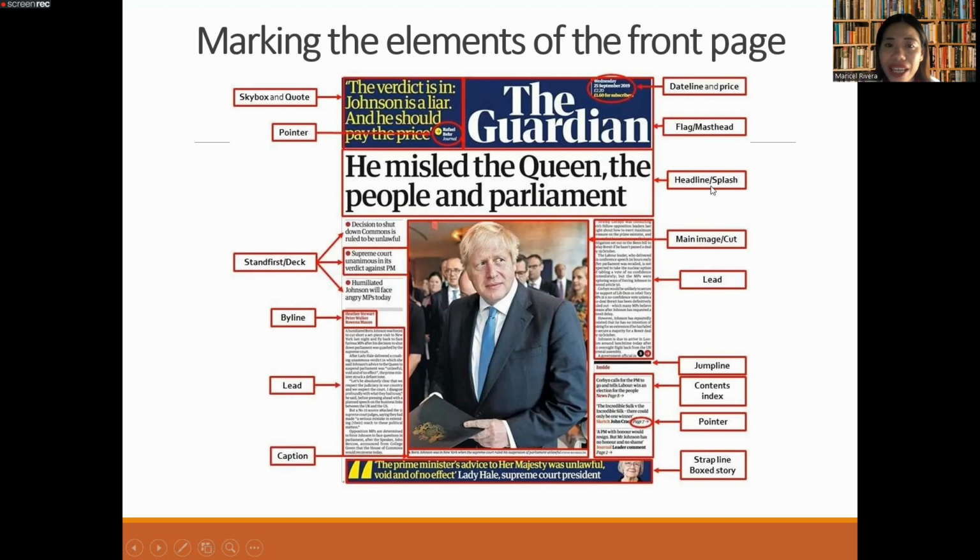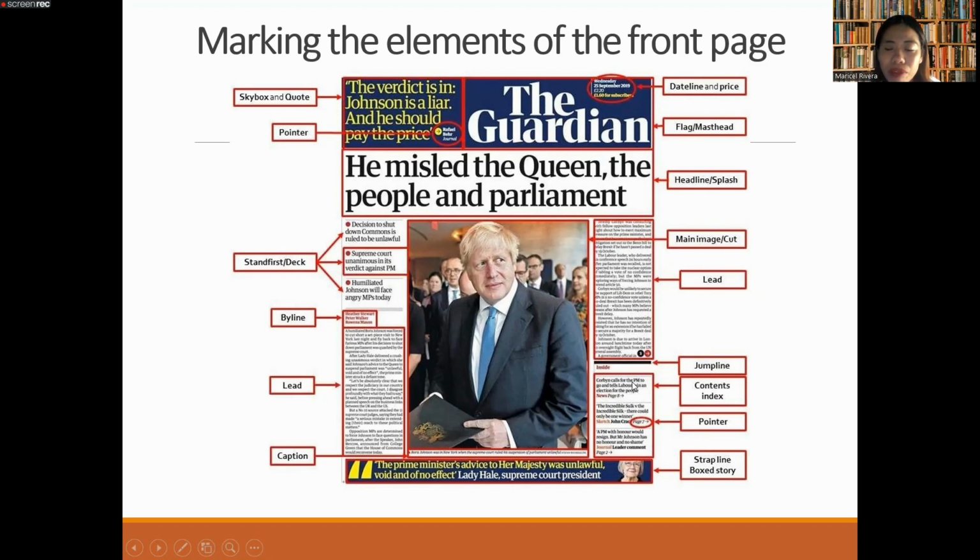Now we have the headline splash, or the headline, and the main image or the cut. So the main image is the image that we put in the middle, since it is related to the main article. And then we do have the lead as well. And then we have the jump line, the black one. This is the jump line.